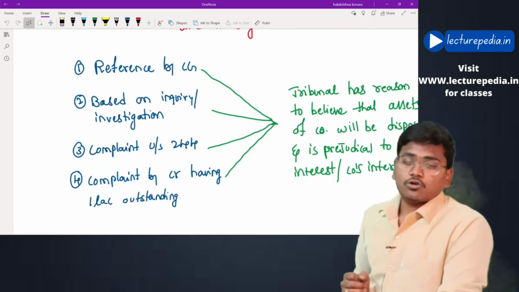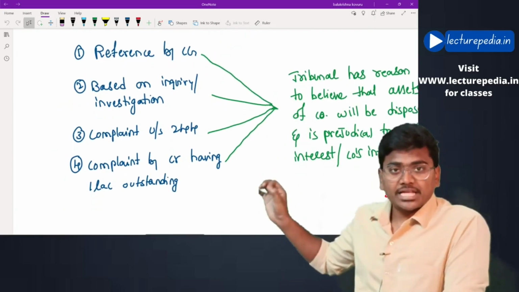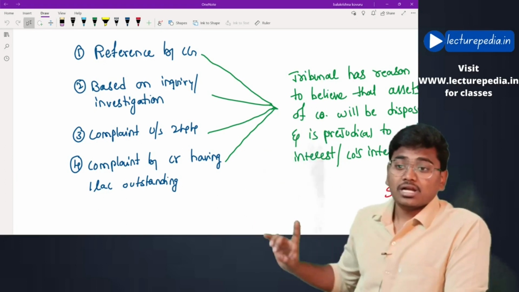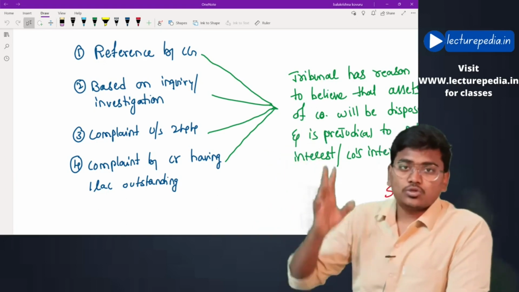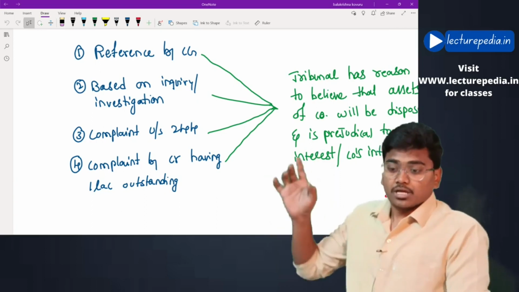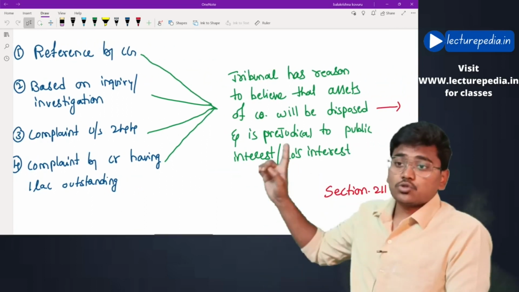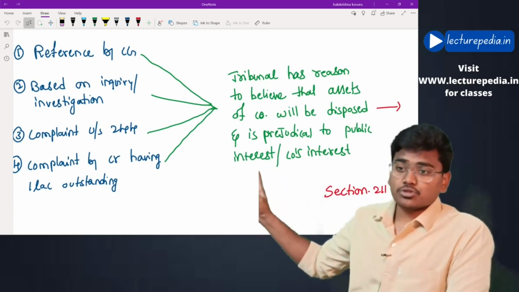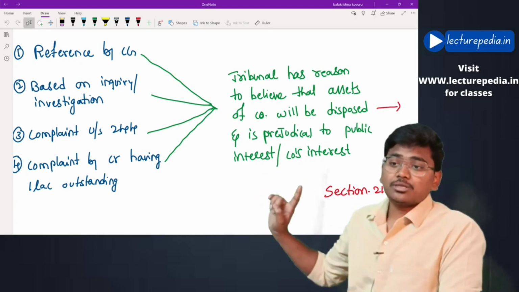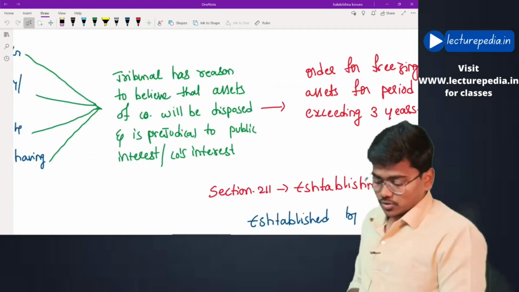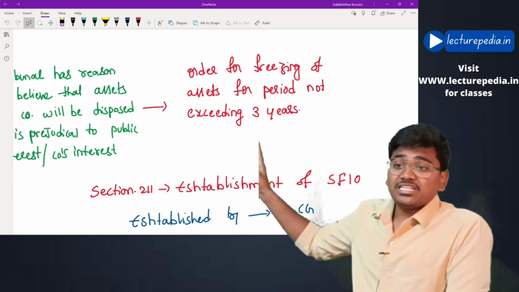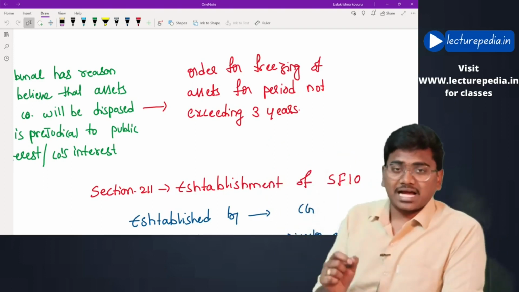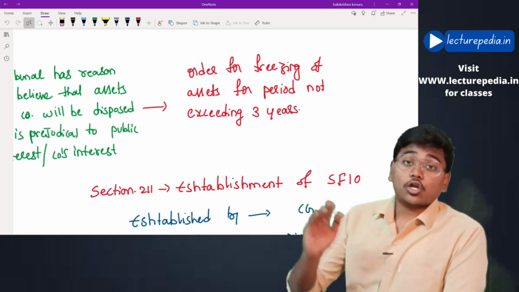Reference is made by the central government, or based on inquiry or investigation, or complaint under section 244, that is operation mismanagement, or complaint by a creditor having 1 lakh outstanding debt due to the company. In these four cases, if the tribunal has reason to believe that assets of the company will be disposed and such disposal is prejudicial to the public interest, then the tribunal will order for freezing of the assets of the company for a period not exceeding 3 years.